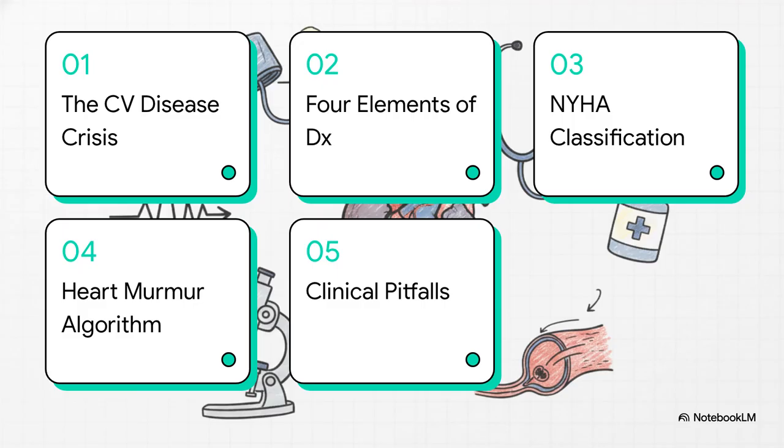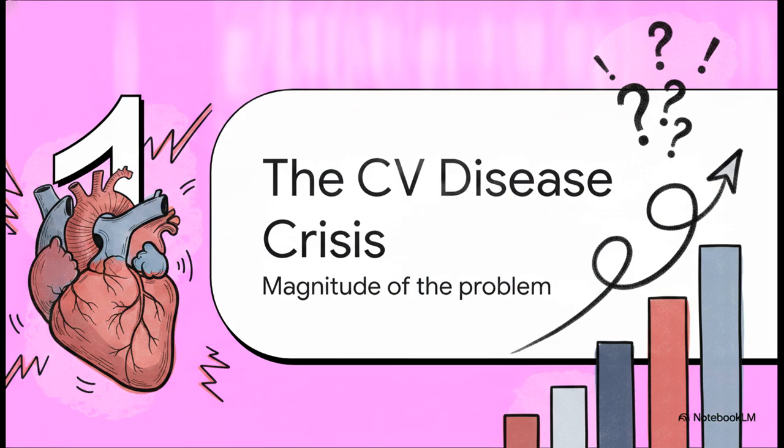Okay, let's dive into this. Our investigation breaks down into 5 key phases: the cardiovascular disease crisis, the 4 elements of cardiac diagnosis, the NYHA functional classification, the heart murmur algorithm, and finally, avoiding common clinical pitfalls. Starting with Phase 1, the cardiovascular disease crisis.